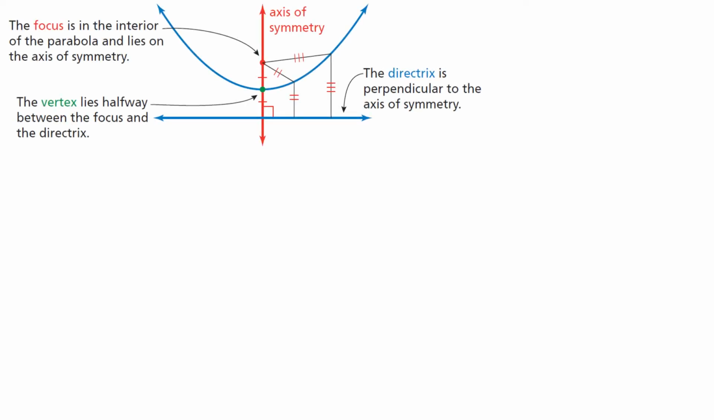So more specifically, the focus is in the interior of the parabola. It lies on the axis of symmetry. The vertex lies halfway between the focus and the directrix. The directrix is perpendicular to the axis of symmetry. And the marks on that figure are illustrating that for any point on that parabola, you are the same distance to the focus as you are to the directrix.